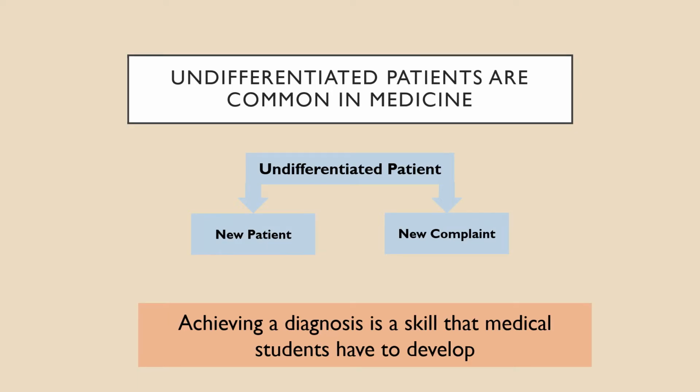The framework we will be discussing is for coming up with a diagnosis in an undifferentiated patient. That is, a patient who does not yet have a diagnosis, a patient who probably you only have the chief complaint for. The undifferentiated patient is a common occurrence in medicine. These types of patients come in two basic scenarios. One, a patient who is new to you, or two, an old patient with a new complaint. Achieving a diagnosis, or at least narrowing down the list of potential diagnoses to just a few, is a skill that all med students should start to develop, even if they are only just starting their third year.